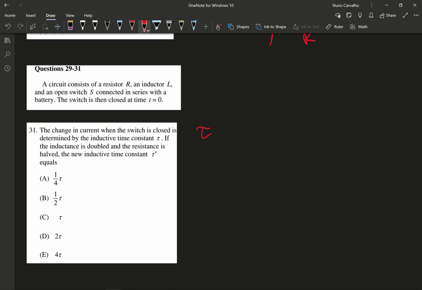But the formula for the time constant of an RL circuit, and this is an RL circuit because we have a resistor and an inductor, is given by this formula here. Keep in mind that for an RC circuit with a resistor and capacitor, the time constant was given by RC. Now it's given by L over R. And so if we're doubling the inductance and halving the resistance, then the new time constant will be 4 times what it was originally, like so. And so the answer here is E.